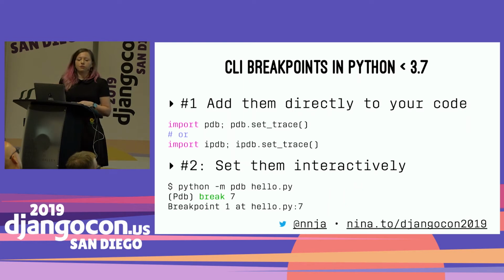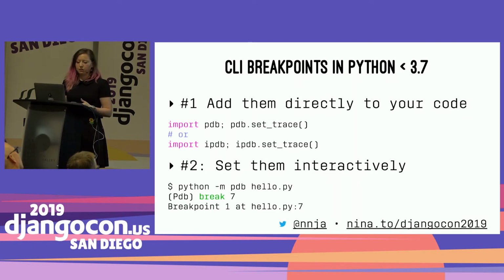Now, if you're using a version of Python that's less than 3.7, there are other ways to add breakpoints. You can go the first route and add them directly to your code. For PDB, just import pdb, use a semicolon for same line, and then pdb.set_trace. Or for IPDB, just add an I to both places.